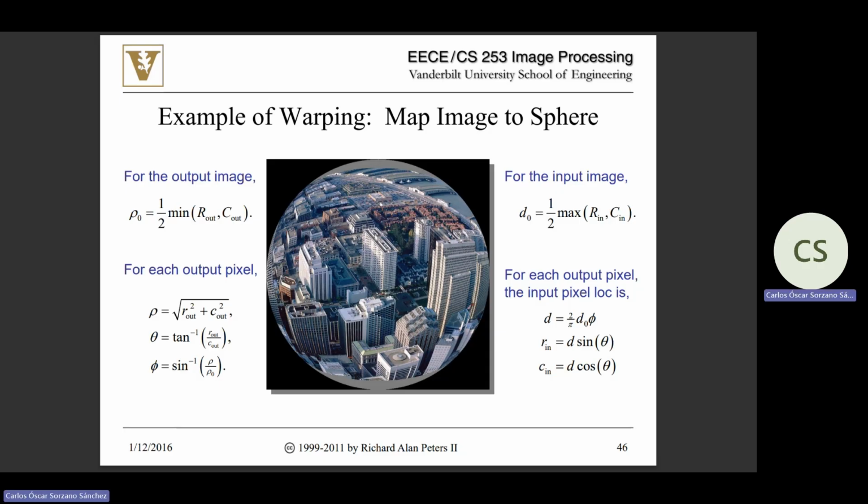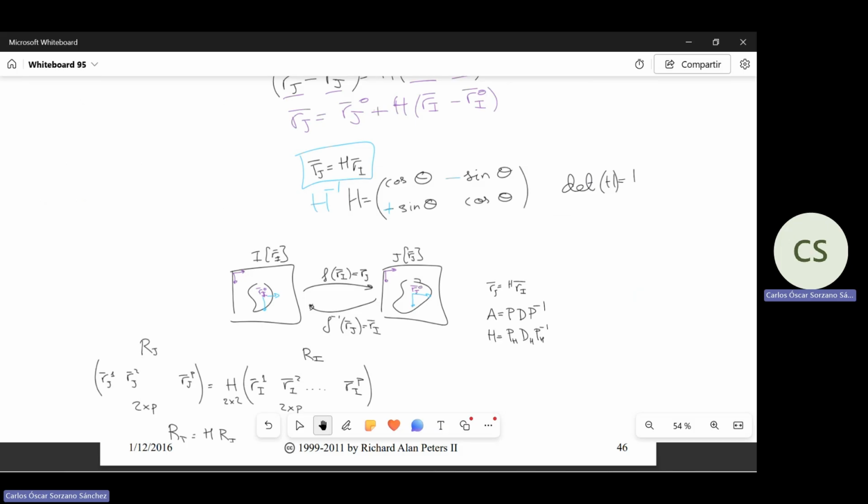Yeah, so through this complex path. But you always have to do the same: you always have to go from the output to the input. Ideally you should know how to go both ways, but it is enough to go from the output to the input. Yeah.